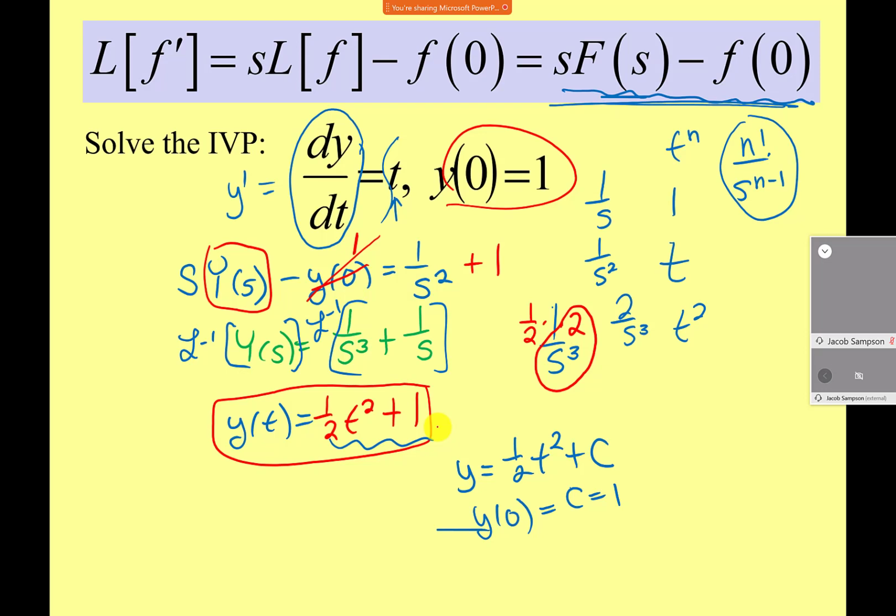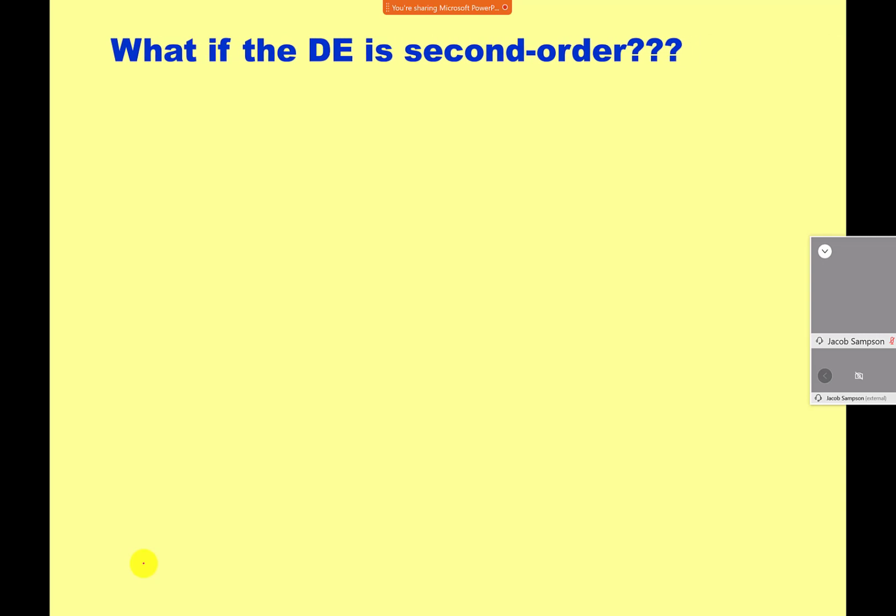Any questions on sort of the process or what I did? That's essentially the plan, is transform it, algebraically get y of s by itself, inverse transform it. Okay, everybody's still out there and awake, right? Okay, no questions.